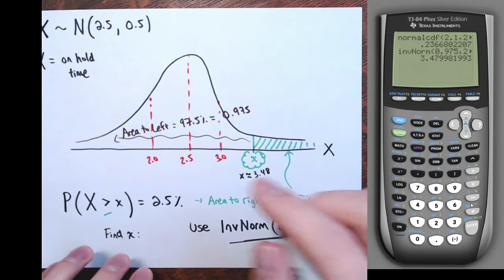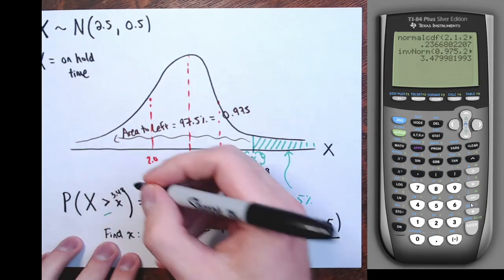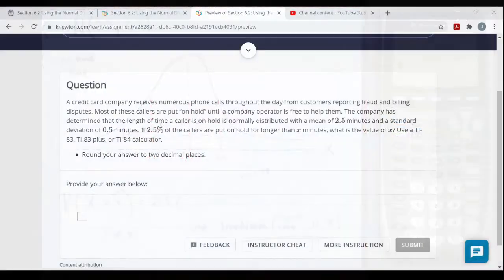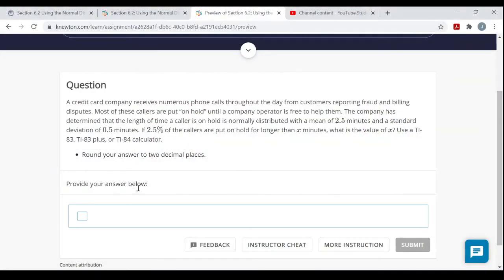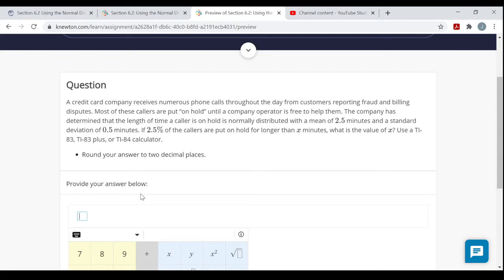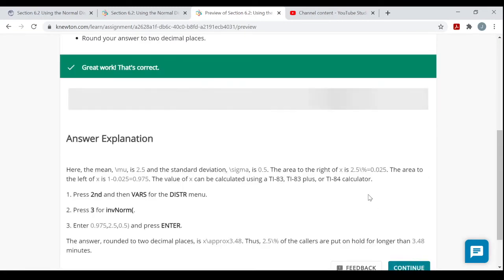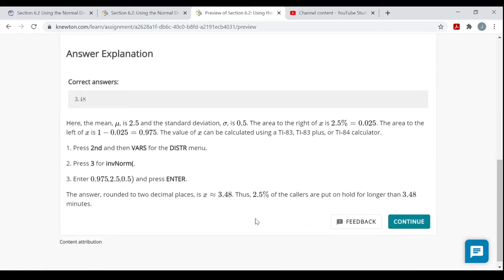So what we're figuring out is that if I were to pick a customer at random, the probability that that customer would be waiting on hold for more than 3.48 minutes is 2.5%. But that's the inverse normal. You're given an area, you're trying to find the value on the number line. So 3.48 minutes. See inverse norm down here. They explain it all down here again.